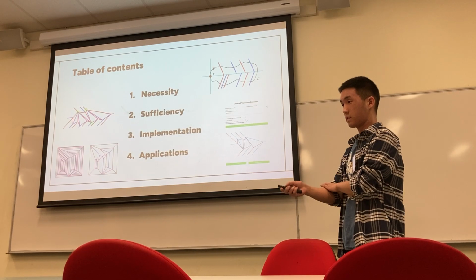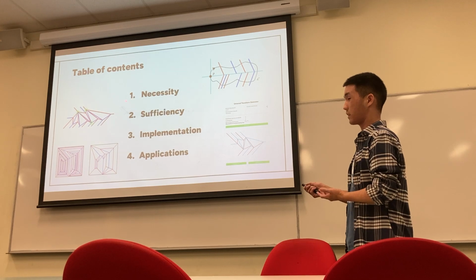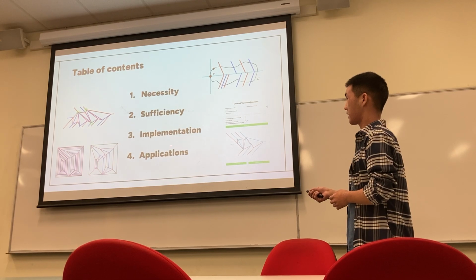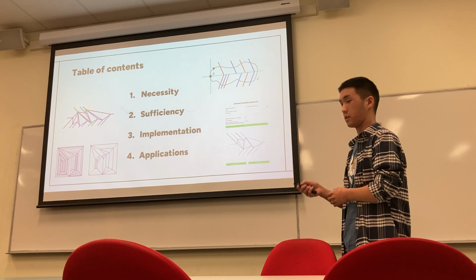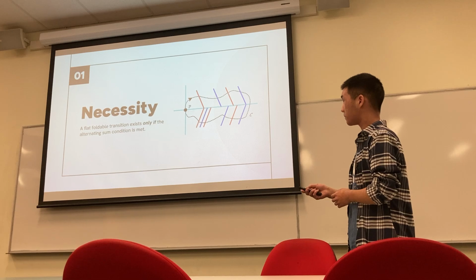The way we'll prove this is we'll start with the necessity. Then we'll talk about the sufficiency of the alternating sum condition. We'll look at an implementation, and then we'll discuss some potential applications of this algorithm. So first, let's start with the necessity.